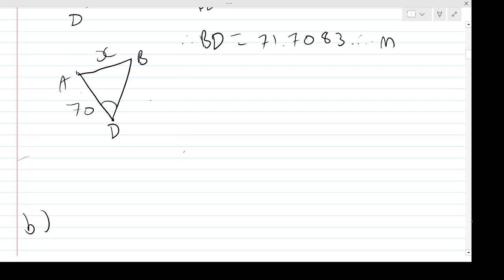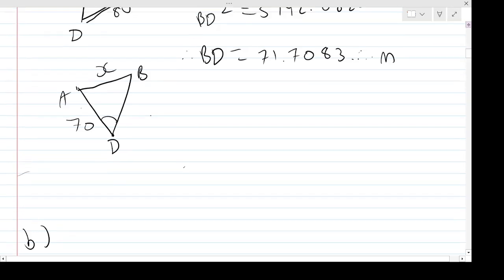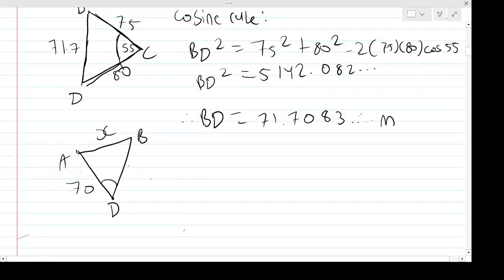But the problem is, I know this side BD now is also 71.7. So I've got three sides, so I'm going to need an angle then, right? I'm going to need an angle because I can use the cosine rule. But I need to know an angle then, don't I? If I need to work out this missing side X, I need to work out this angle here, or any angle actually, but I need to work out an angle in a triangle. But I don't have any angles in this triangle.